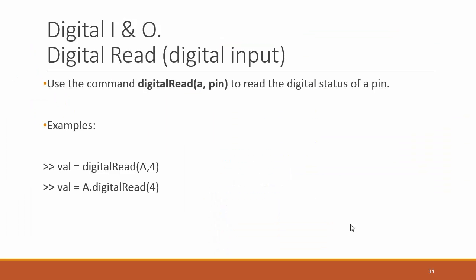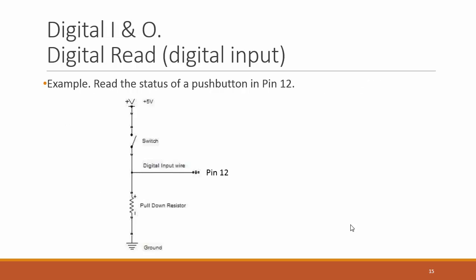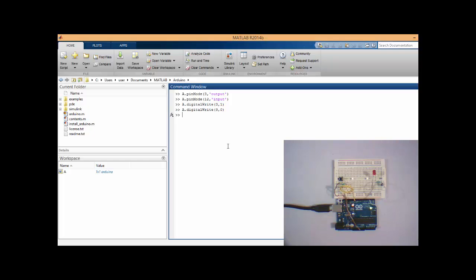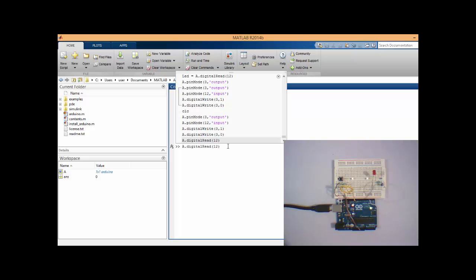To use the digital input, use the command digital read. This returns a value 0 or 1 of the digital pin previously configured as an input. To store it in a variable, use the syntax of the examples. This is the electrical connection to read the status of a push button connected to the digital pin 12. This is a normally open button. Without pushing it, the state is 0, and pushing it, the state is 1.